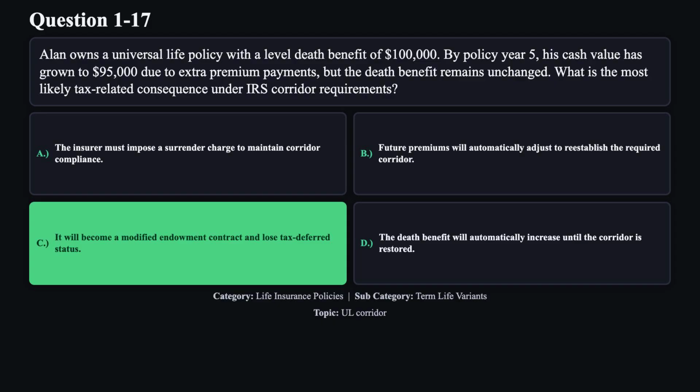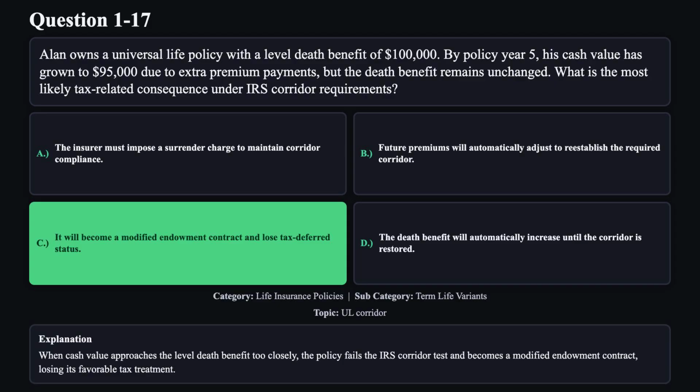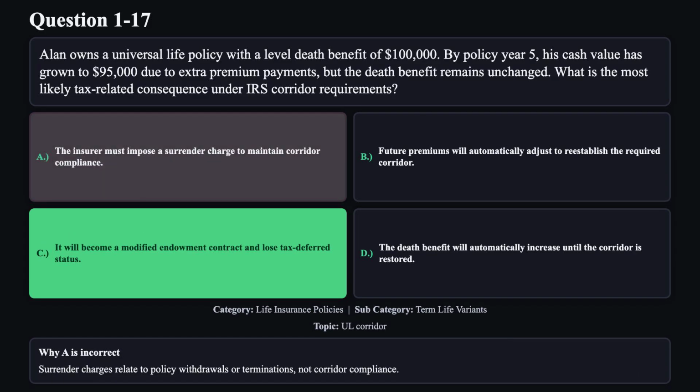The correct answer is C. When cash value approaches the level death benefit too closely, the policy fails the IRS corridor test and becomes a modified endowment contract, losing its favorable tax treatment. Reason A is not correct. Surrender charges relate to policy withdrawals or terminations, not corridor compliance.